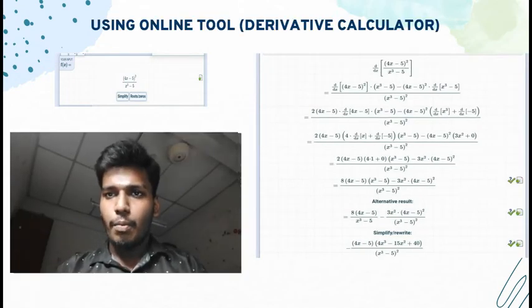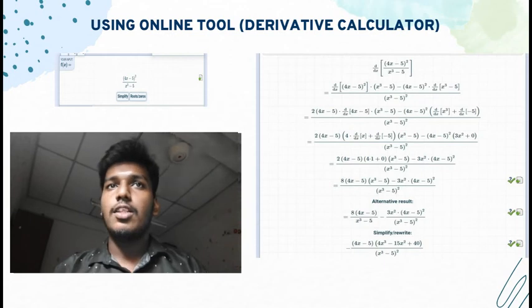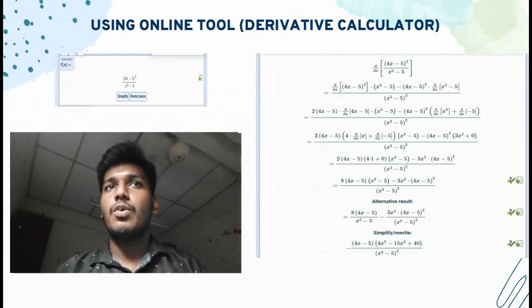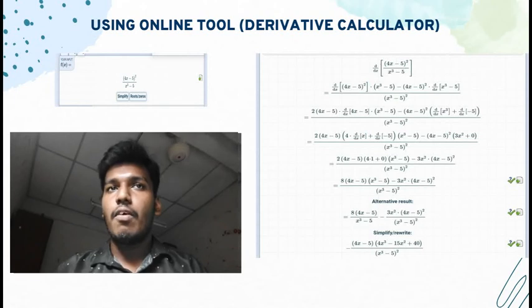A very good evening to my lecturer and my friends. Now I'm going to talk about solving this math problem using an online tool. The online tool we selected today is the derivative calculator online. First we need to log in to this application and insert our input, which is (4x minus 5)^2 over x^3 minus 5.